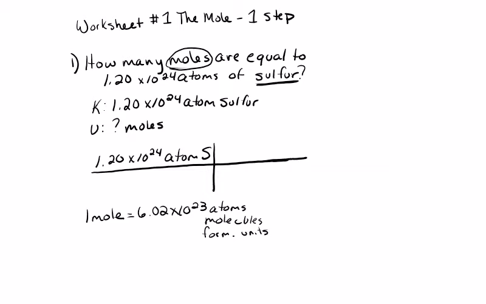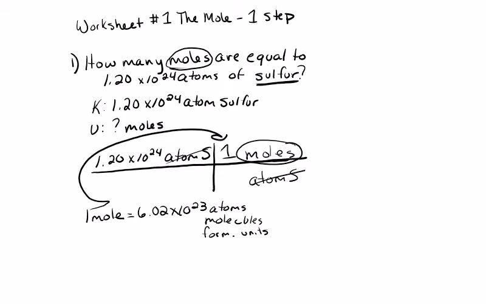Okay, so in this case, we're going to take our original 1.20 times 10 to the 24th. We want to go to moles, and so we're going to put moles on the top. To get rid of atoms of sulfur, we're going to put it on the bottom. Whenever we do this math, it will cancel those units out, and we would be left with units of moles. All right, so 1 mole, as you see here, we put the 1 there, is equal to our conversion of 6.02 times 10 to the 23rd atoms.